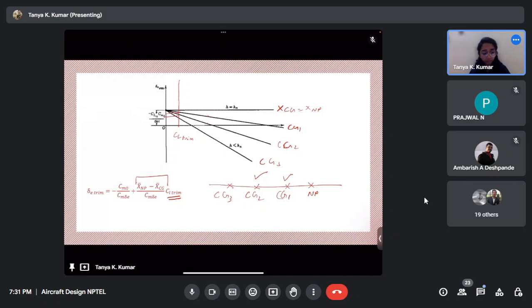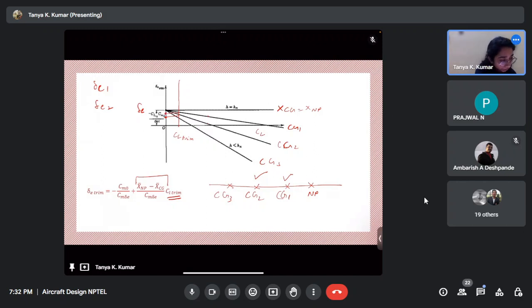Which is more, delta E1 or delta E2? So delta E versus CL, that is our graph, right? The delta E required to trim for the first CG is delta E1. For the second CG it is delta E2. Which is more? Delta E2 is this value, right? You see?